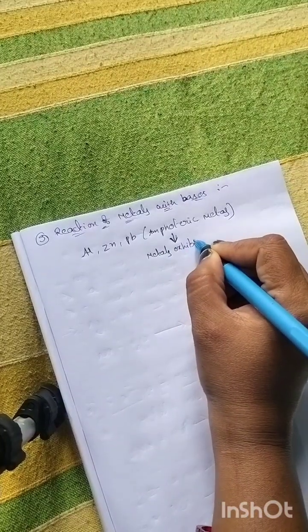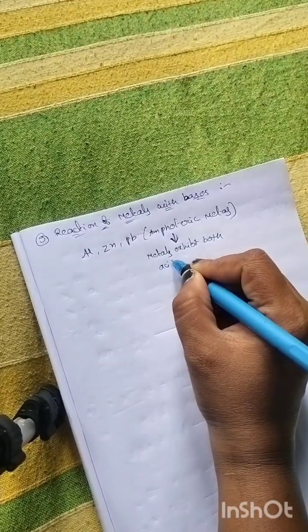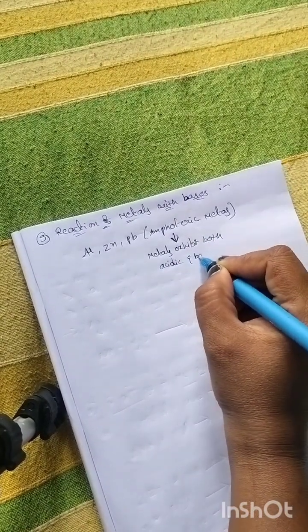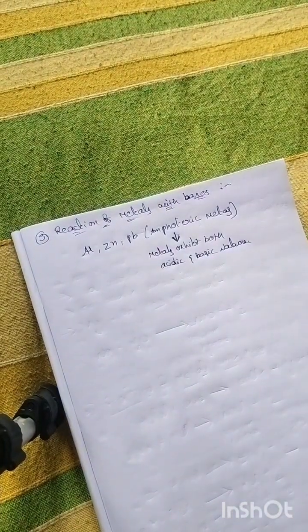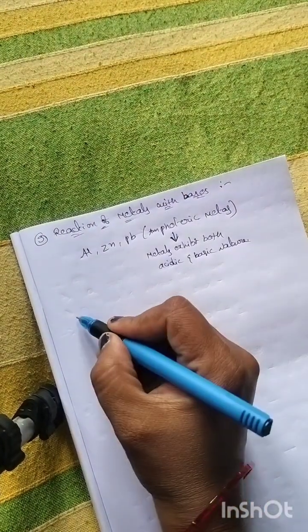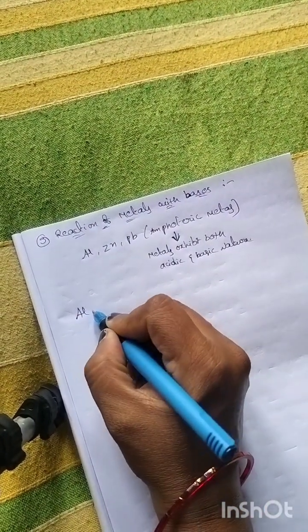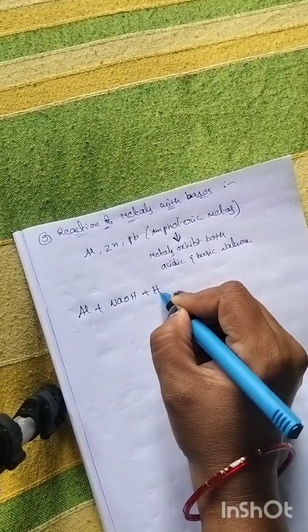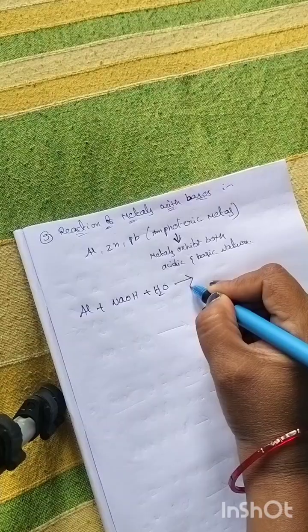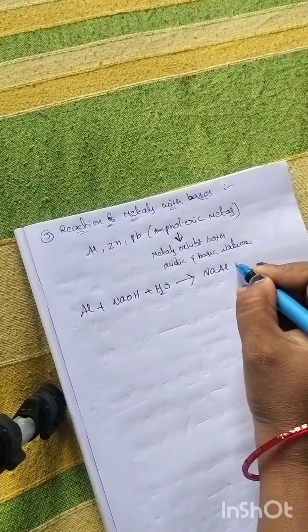Only some metals, the amphoteric metals, react with bases. Amphoteric metals are metals which have both acidic and basic nature. Aluminium, zinc and lead come under the category of amphoteric metals.